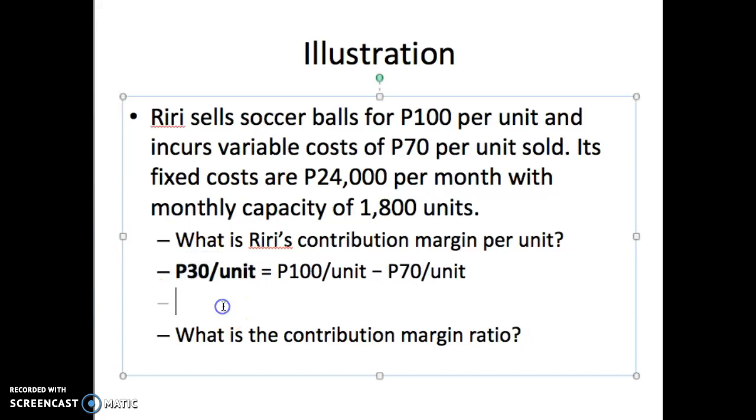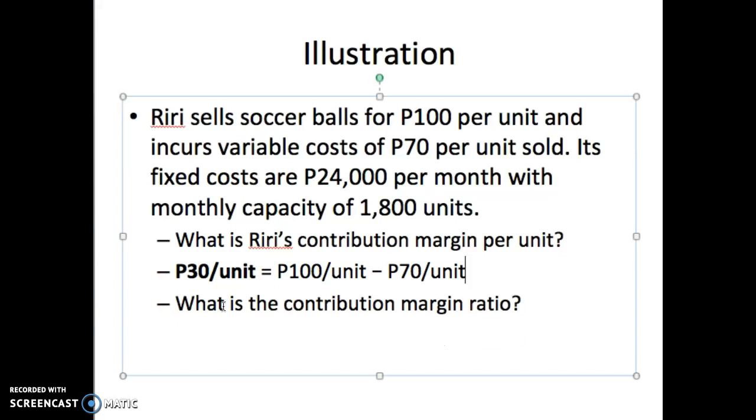So that's the answer for the first question. Now, next would be, what is the contribution margin ratio? We need to get the CM ratio, and to do that, we need to refer to our formula. That will be CM, contribution margin per unit, divided by your sales per unit. So we've already computed for the contribution margin per unit. That's 30 pesos per unit, divided by sales per unit.